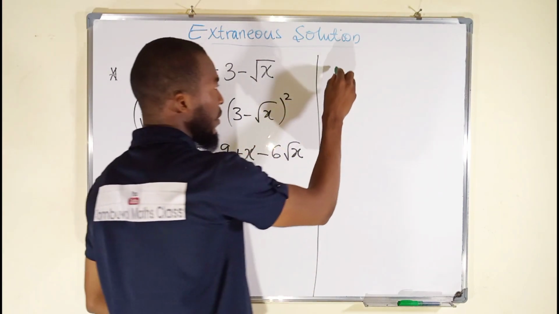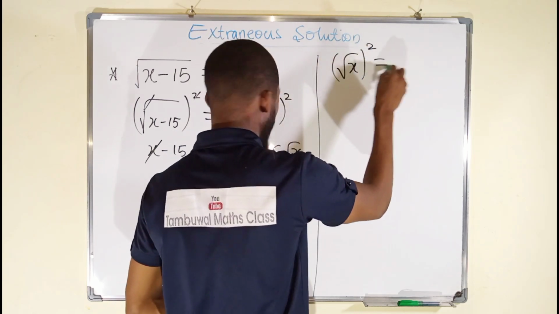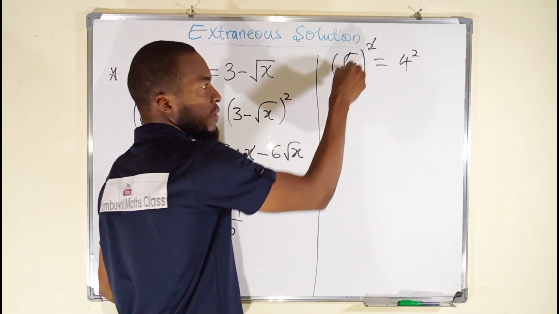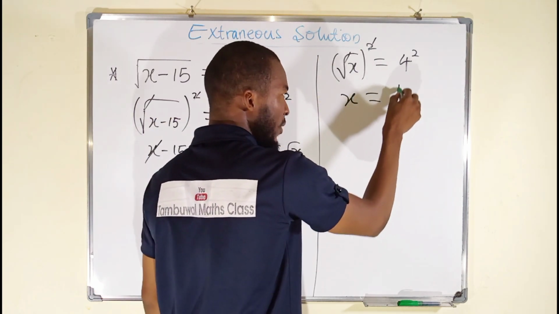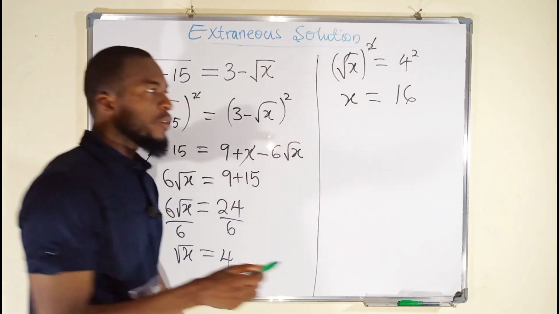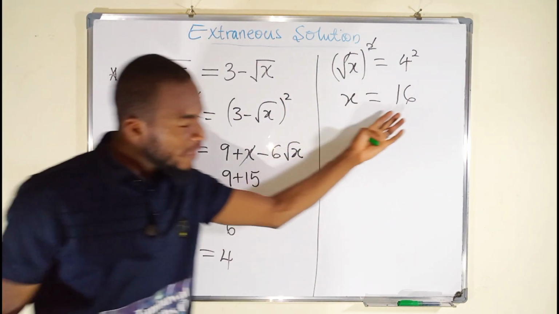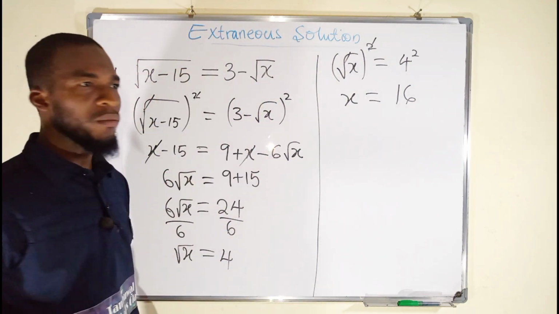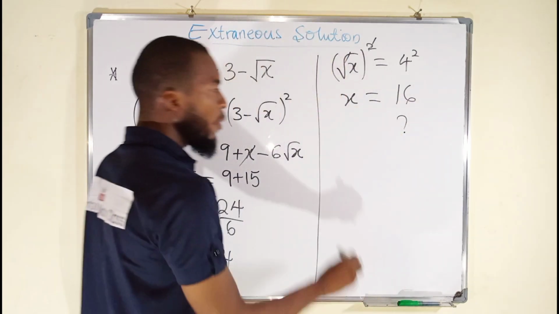So we have root x squared is equal to 4 squared. This will cancel this, leaving only x, and this is equal to 4 times 4, equal to 16. So the value of x is equal to 16. But is this a solution to this original equation? That's the question we need to ask ourselves. How can we find out?